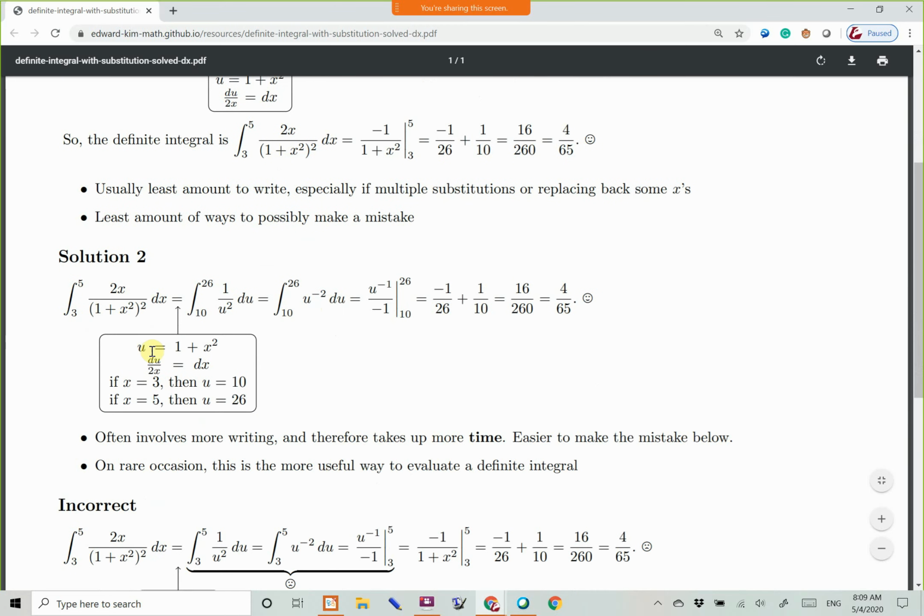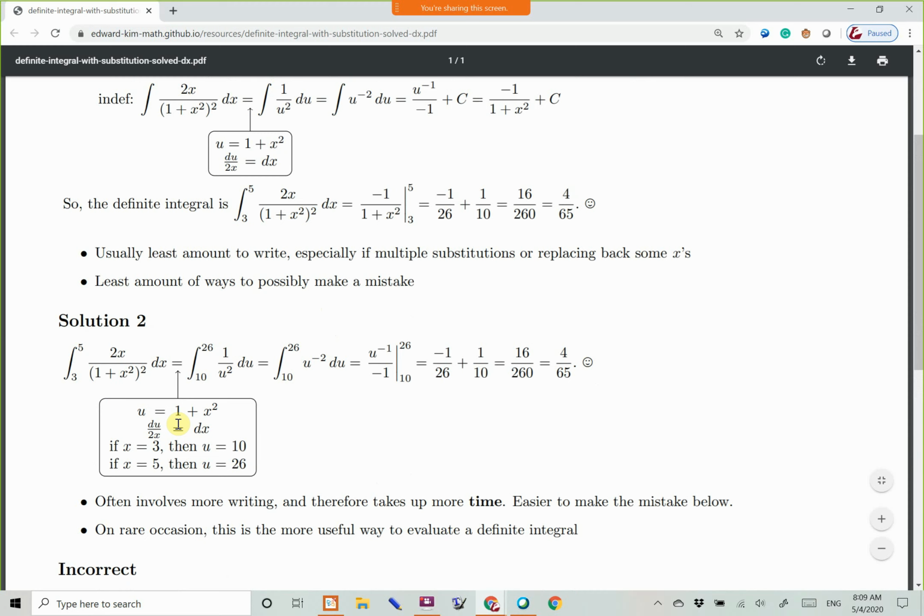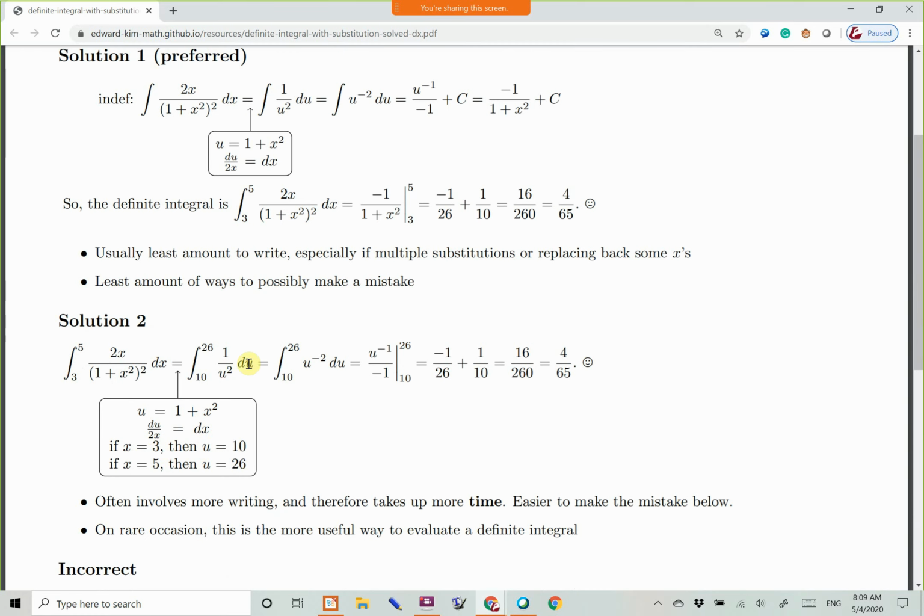You use the same u, right? So you'd still use 1 plus x squared, but you have this same conversion as earlier: you've got to convert when x is 3 from down here in the integral. Since u is 1 plus x squared, you plug in 3 of 1 plus 3 squared, you'll get u equals 10. In the same way, you'll get u equals 26 when you plug in x is 5. So here's what the updated definite integral looks like.